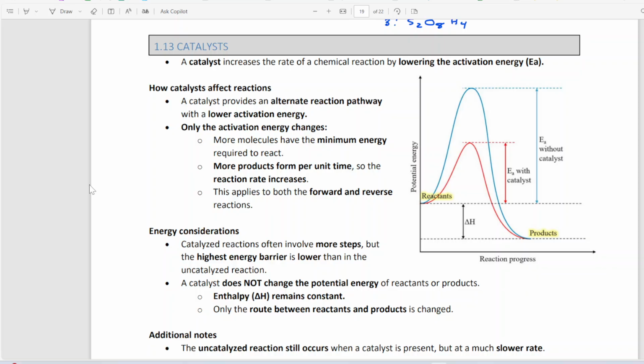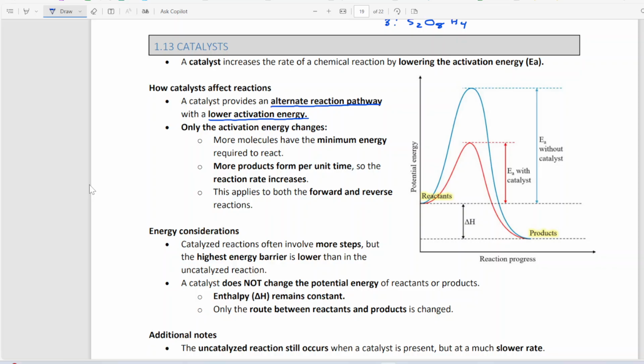If you'll remember back to, oh geez, what lesson was that? Like 1.6 maybe, or 1.5, where we learned that a catalyst is something that increases the rate of reaction by lowering the activation energy, which means that more molecules have the minimum energy required to have a successful collision. So catalysts affect reactions by providing an alternate reaction pathway with a lower activation energy.